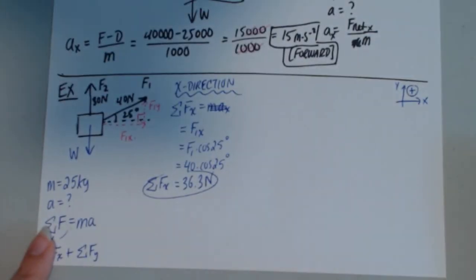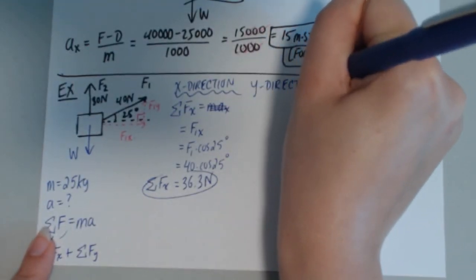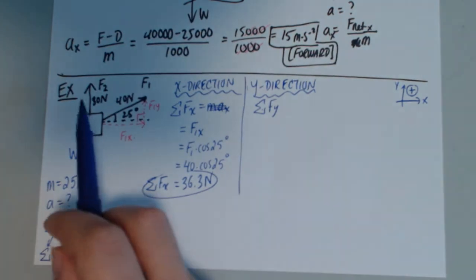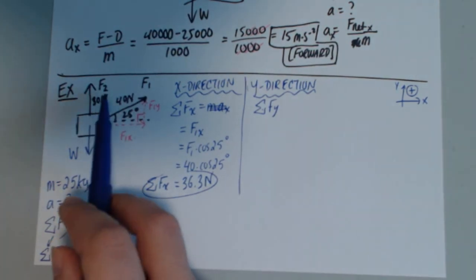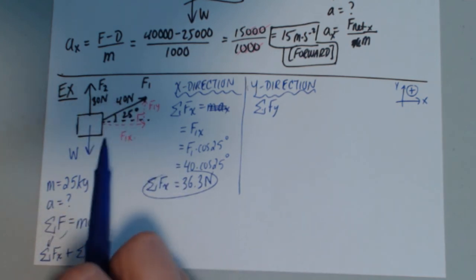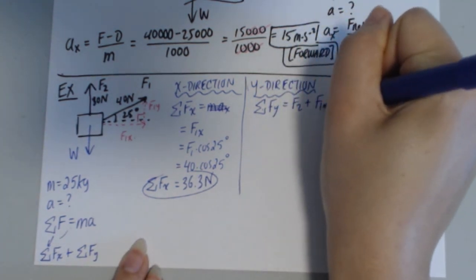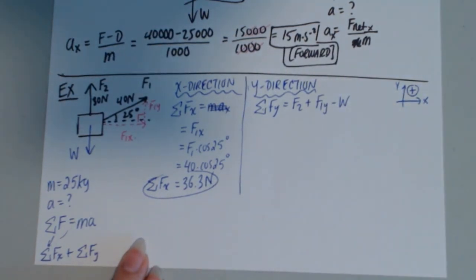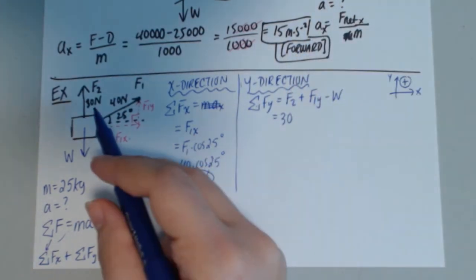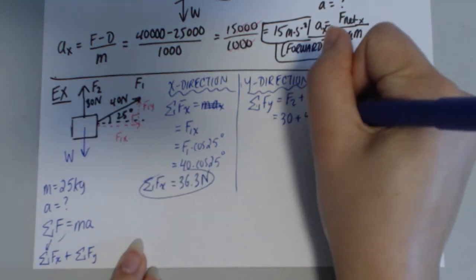Let's find the sum of the forces in the y direction too. So sigma Fy, looking at the picture, I have 1, 2, 3 forces in the y: F2, F1y, and W. Now, F2 and F1y are both in the positive y direction, and W is in the negative y direction. So I'm going to have F2 plus F1y minus W. I'm trying to figure out the right side of this formula. F2 is 30, and that's just based on the problem. F1y is going to be 40 times sine 25 degrees.